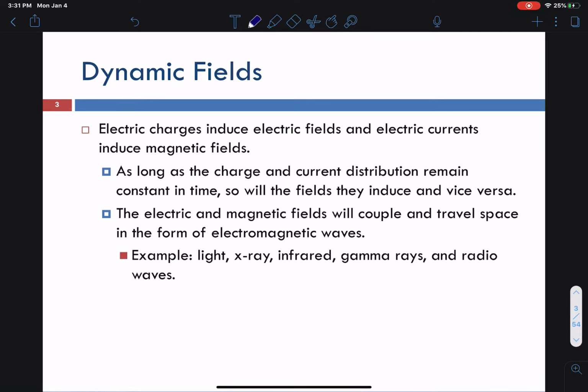When your magnetic field and electric field combine together, we call them an electromagnetic field, and that produces electromagnetic waves. We have seen many applications of electromagnetic waves in our daily life, like X-ray, infrared, gamma ray, radio waves, and light, and so on. Those are all electromagnetic waves. We're going to talk about how they propagate in the next chapters.